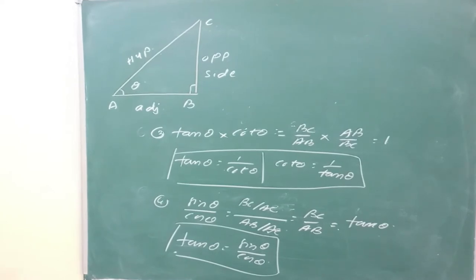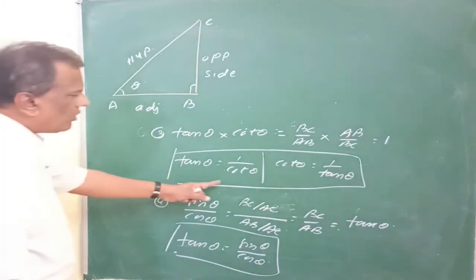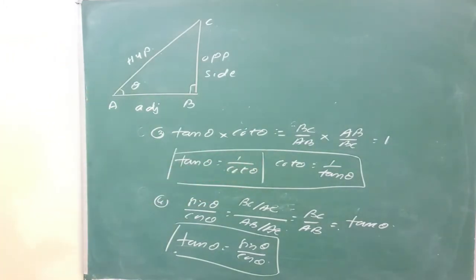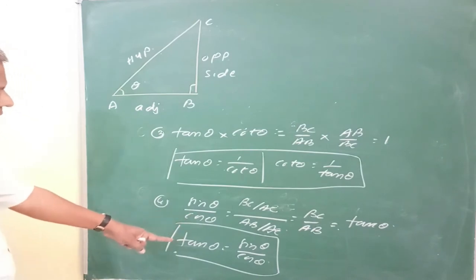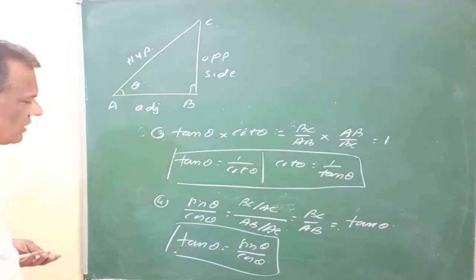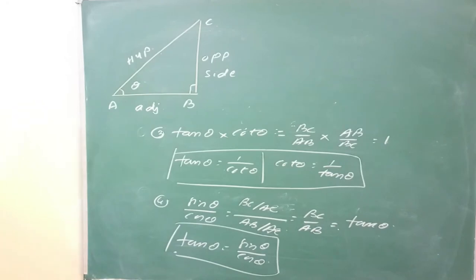That you remember. So remember four things. One, sine theta is equal to 1 upon cosec theta, or cosec theta is equal to 1 upon sine theta. Second, cos theta is 1 upon sec theta, or sec theta is equal to 1 upon cos theta. Third, tan theta equal to 1 upon cot theta, or cot theta equal to 1 upon tan theta. Also, tan theta equal to sine theta upon cos theta, and cot theta is cos theta upon sine theta.